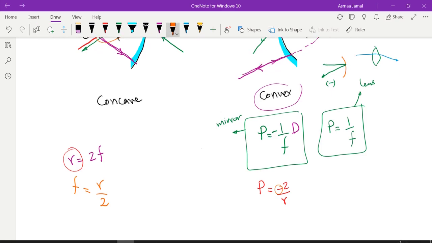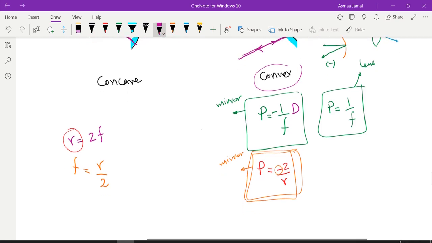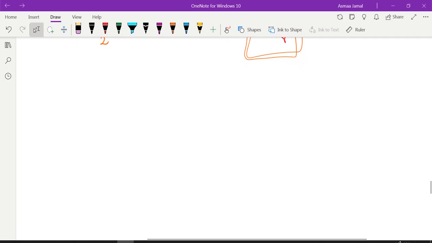But be careful, this one is for the mirror, not for the lens, because not all of the time and not all of the lenses, the radius of curvature equals double the focal length. So this one, we use it in mirror only. But the same way of sign conventions for lenses, we have the same sign conventions for the mirror.